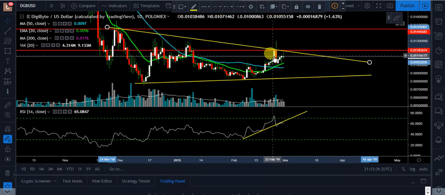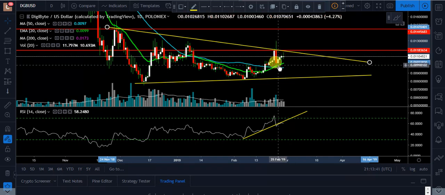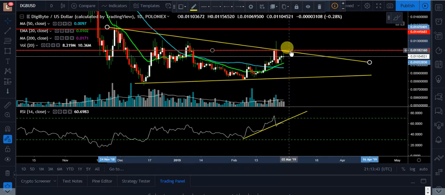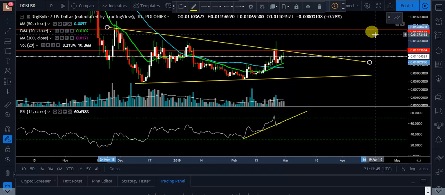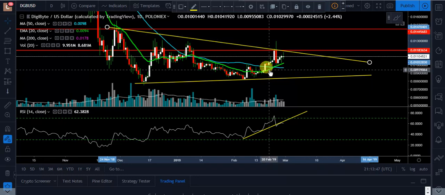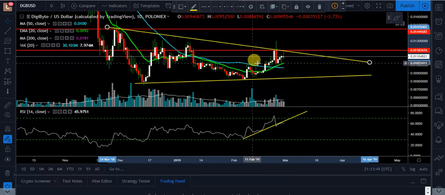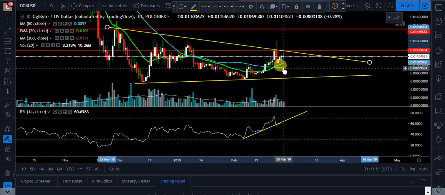It's called the pregnant woman. And then we got pushed to the upside, and you can also kind of see these little tweezer bottoms that we had right there, and now we're moving to the upside. And another good thing that I'm seeing for Digibyte is that we're having a cross of this 20 EMA over top of this 50 moving average, which is your golden cross. Remember, that's your short-term moving average crossing over top of your longer-term moving average.